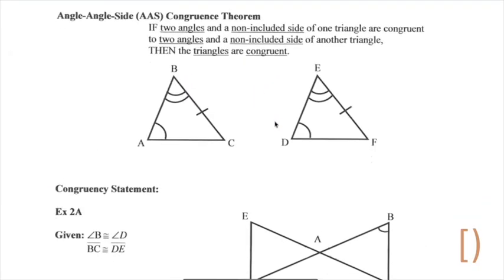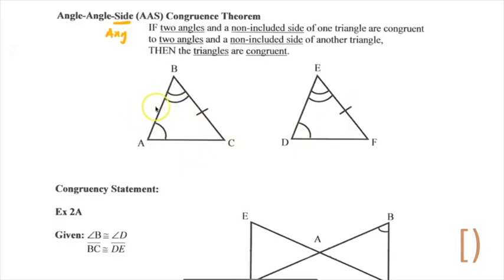Okay, next one, angle, angle, side. I like to say this one is angle, angle, and any side. Very different than side, angle, side, or angle, side, angle. This could be any side. So if two angles and a non-included side of one triangle are congruent to two angles and a non-included side of another triangle, then the two triangles are congruent. And I like to say any side because if it works, that's angle, angle, side, that works. And if the side was down here, it's angle, angle, side, so it works.